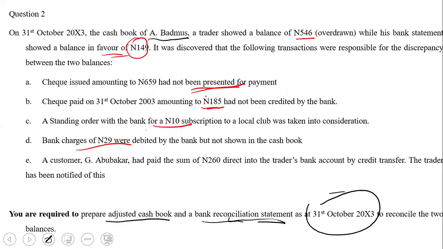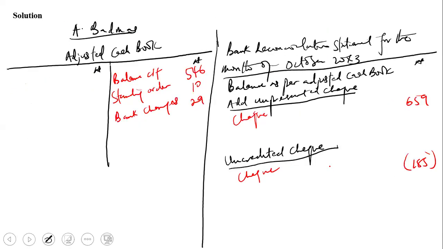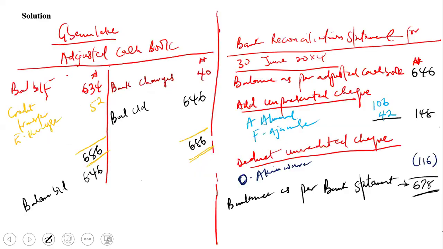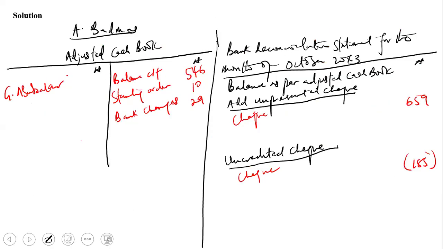Is that all? No. We have a credit transfer direct straight into the account of our client. We are the accountant. So we have G. Abubakar. And what's the amount? That is 260. Now, we also wrap up and get our balance.